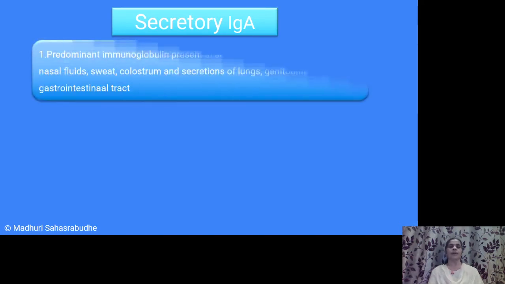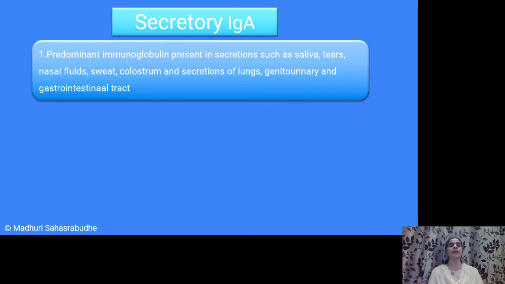Just now we have said that it is either a monomer or a dimer. Monomer is the serum IgA, whereas the dimer is the secretory IgA. Why is it called secretory IgA? Because this immunoglobulin is present in secretions such as saliva, tears, nasal fluids, sweat, colostrum, and secretions of the lungs, genitourinary and gastrointestinal tract. Because it is found in secretions, this immunoglobulin is called secretory IgA.